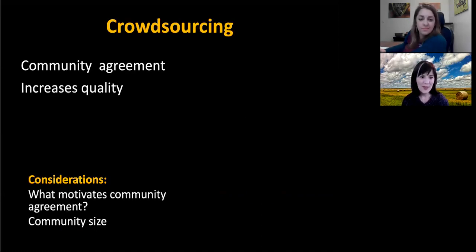The other example would be crowdsourcing, and this is basically a community agreement with identification. So this increases quality.